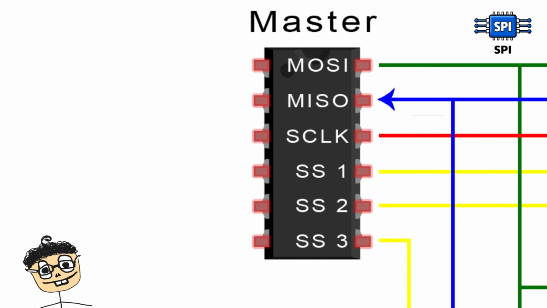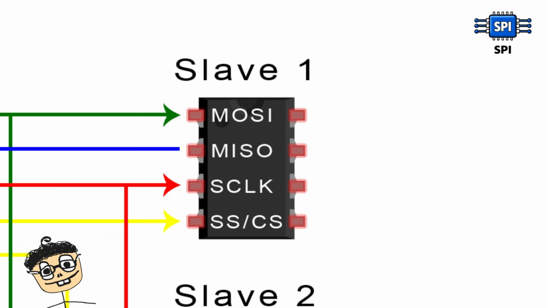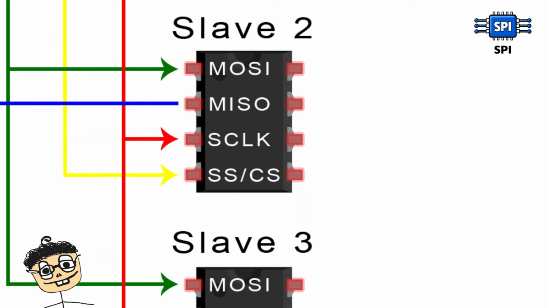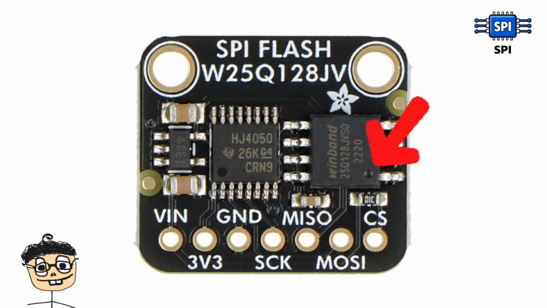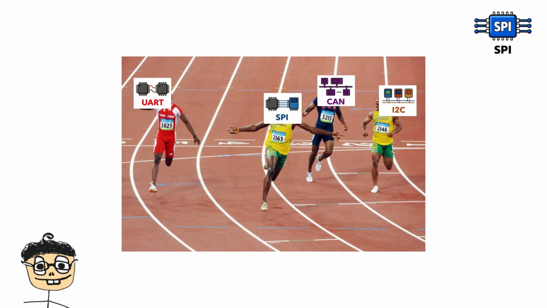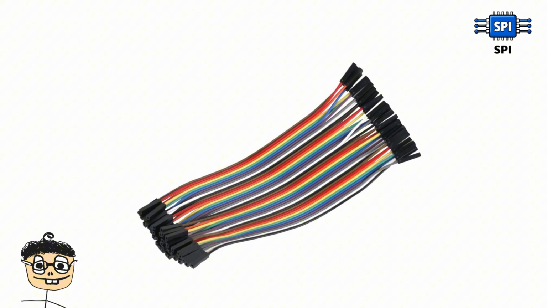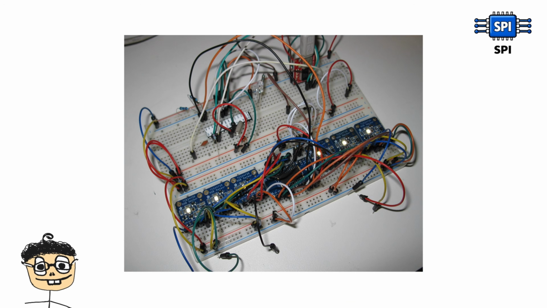One device is always the master and controls the clock, while the others are slaves that respond to it. You'll find SPI in SD cards, display screens, and flash memory chips. It's faster than UART and I2C, but uses more wires, which can get messy when you have many devices connected.